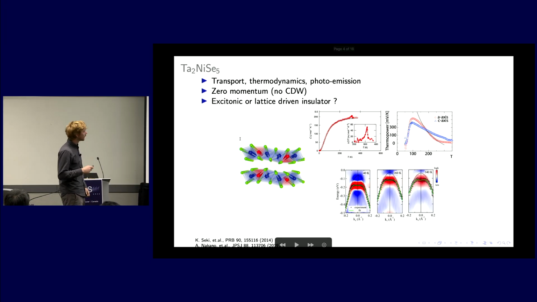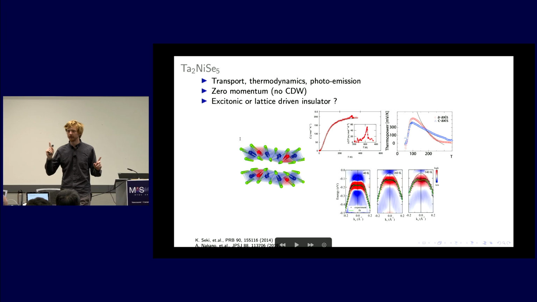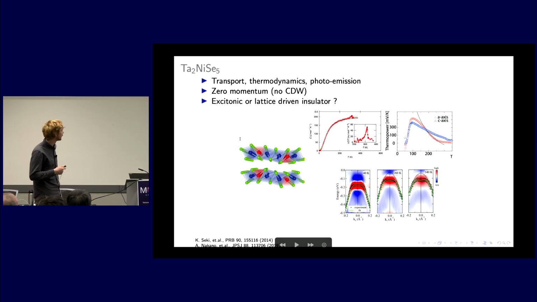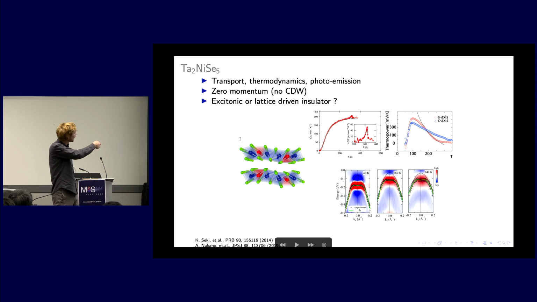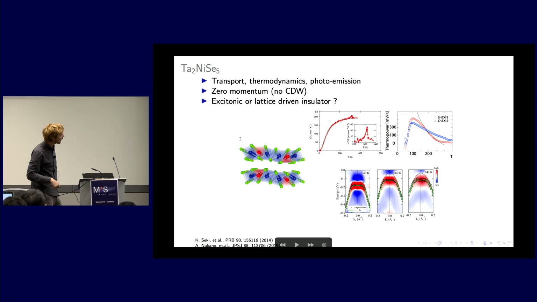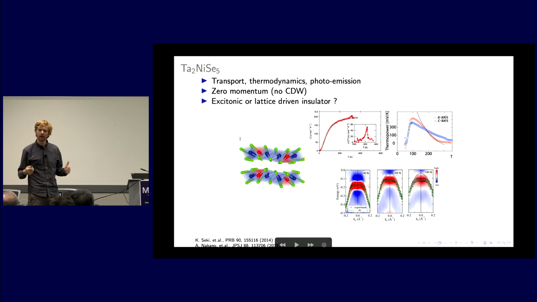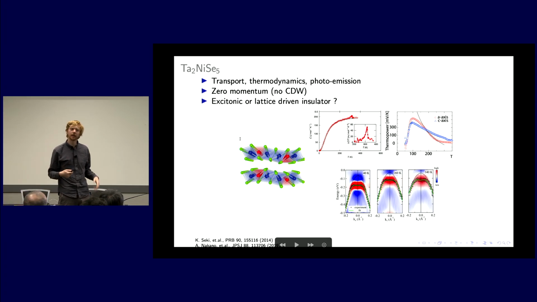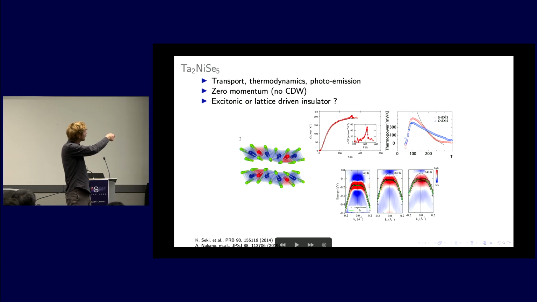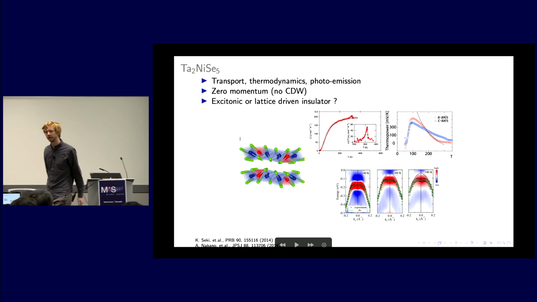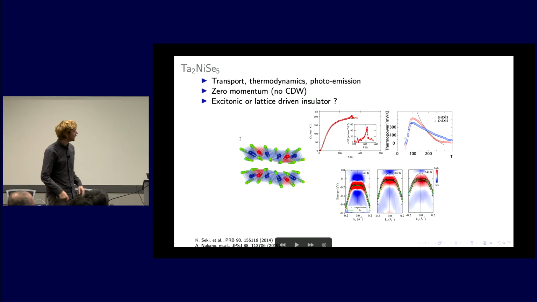So I said two examples. The first one is Ta2NiSe5. Let's just introduce the material. It's a transition metal chalcogenide, a layered material composed of chains. And various transport and thermodynamic properties show that there is a phase transition happening. See, there's an anomaly here in the specific heat at well above 300 Kelvin.